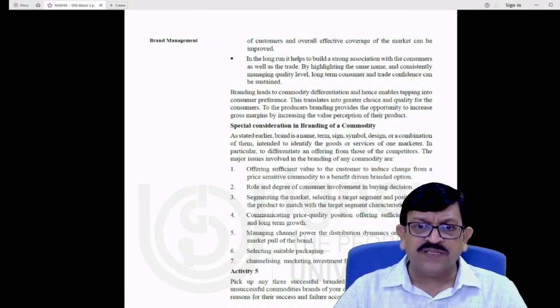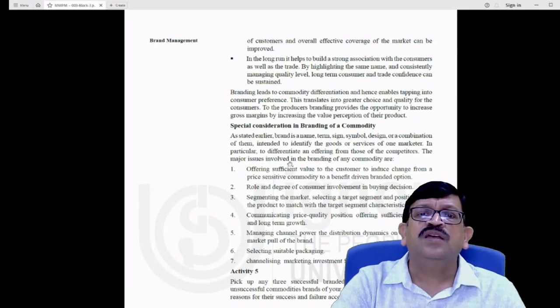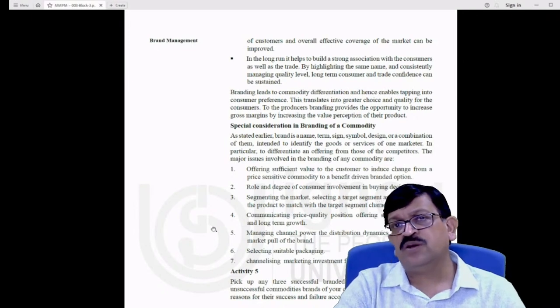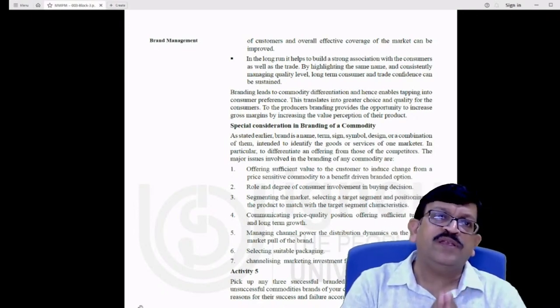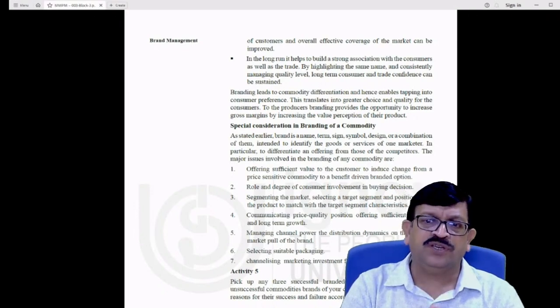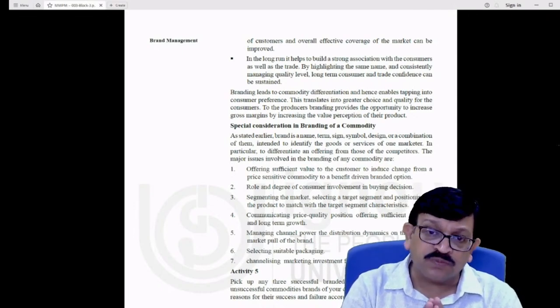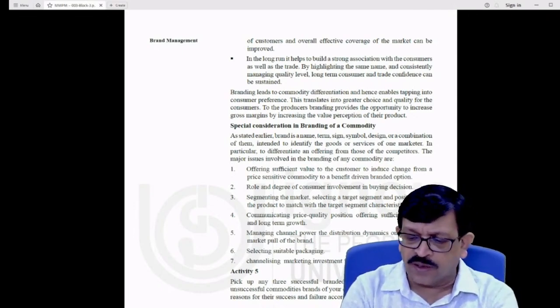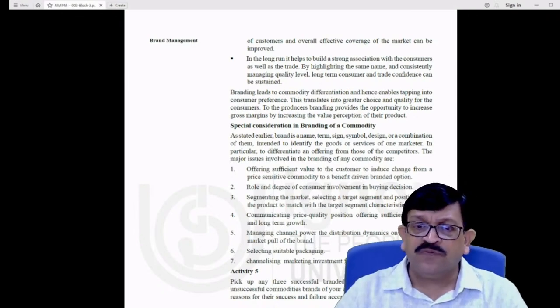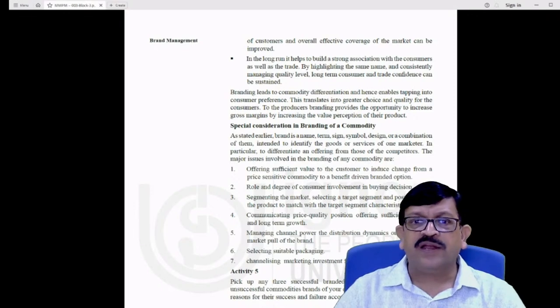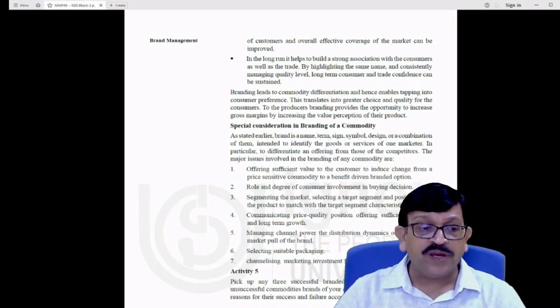Now, there are specific considerations for branding a commodity, as you can see here. Some of the major issues are: you should offer sufficient value to customers to induce price insensitivity, because mostly commodities have been dealing with only price as a point of differentiation. You get it at a low price with no names associated, but the move from price to some other aspect has to be very compelling, very important, and relevant to the consumers.